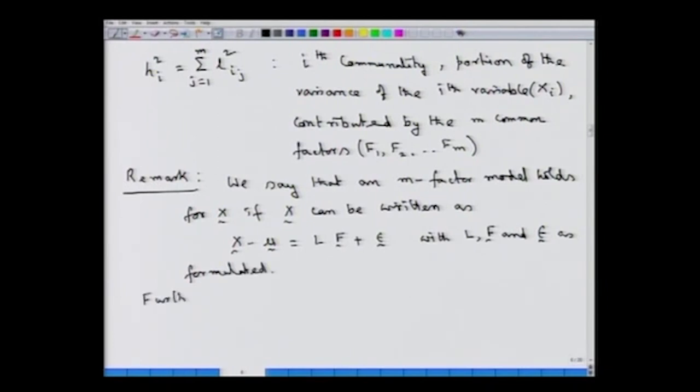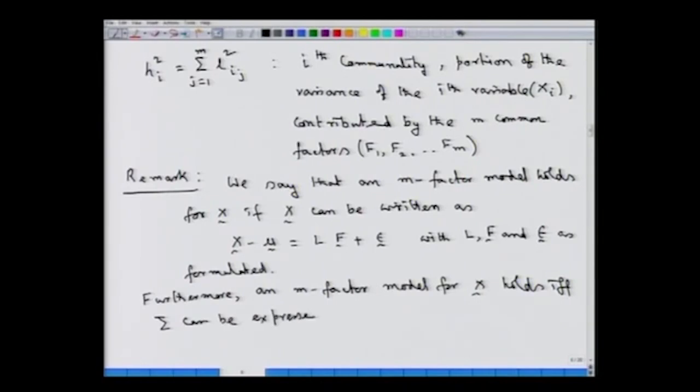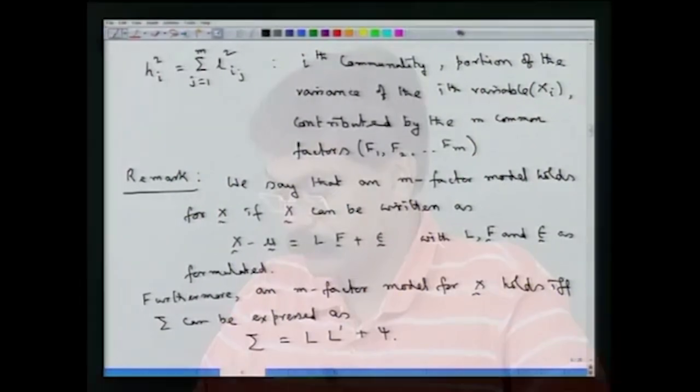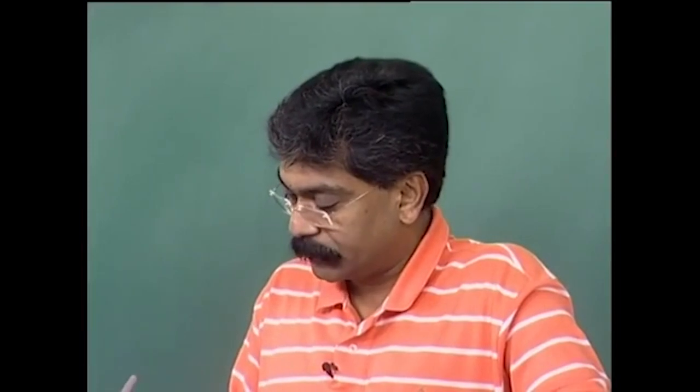Furthermore, an M factor model for x holds if and only if sigma can be expressed as sigma equal to LL dash plus psi. So, this is how one checks whether a given random vector x with a covariance structure sigma conforms to an m factor model, where m is typically less than p, the order of the original random vector. That can be checked using this particular equation.